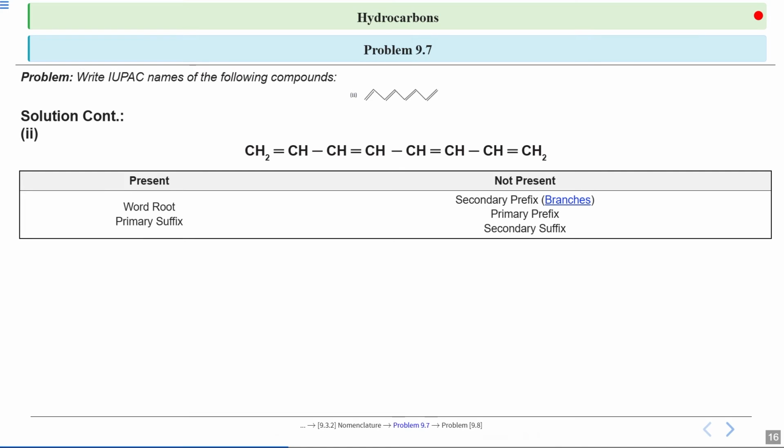Now continuing with the second compound, so we have done the nomenclature for the first one. In the second compound, the only things present are the word root and primary suffix. Apart from this, the secondary prefix, primary prefix and secondary suffix are all absent because there are no branches, no functional groups and no cyclic compound. So we can move on to the second step of naming this compound.